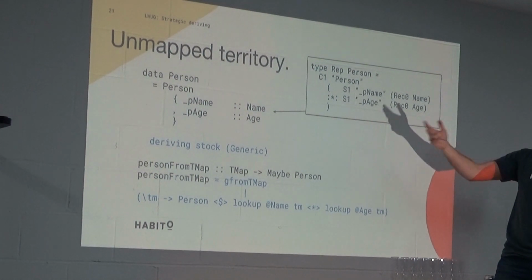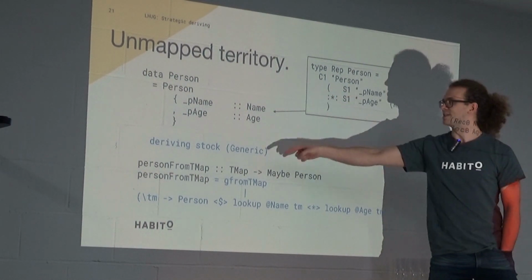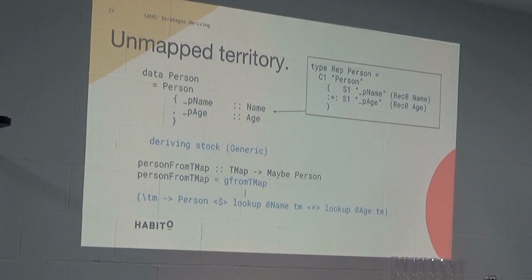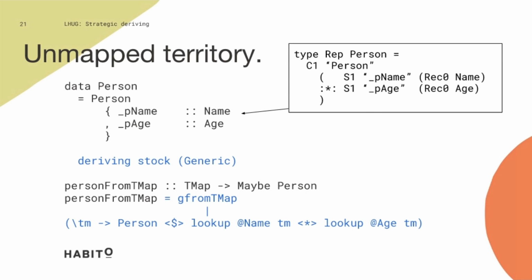And then you could write, oh my God, why didn't I put this in the talk? You could write data person, deriving stock generic, deriving anyclass from map, and it would write this code for you. Great idea. The next version of this talk will totally have that in.